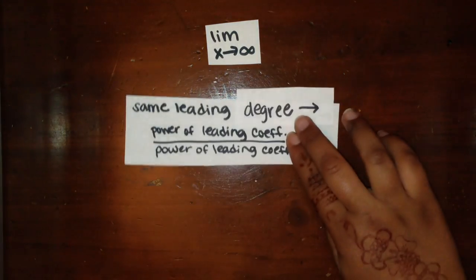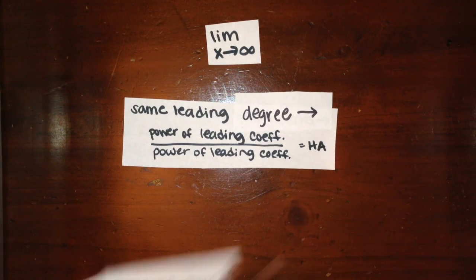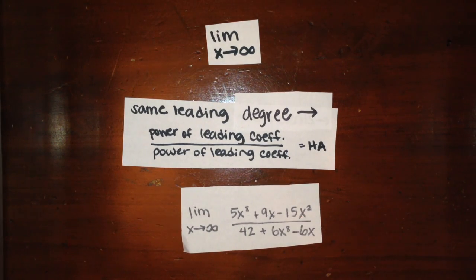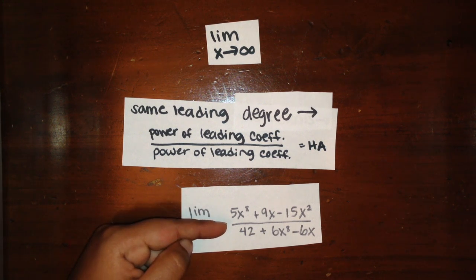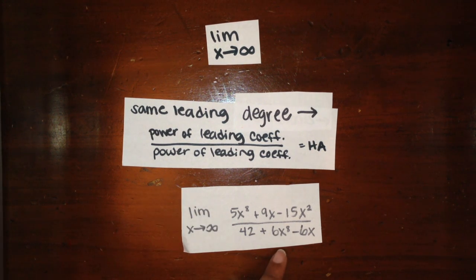So what happens if, on your equation, such as this one, you have the same leading degree in both your numerator and denominator? As you can see here, on our numerator we have 5x to the 8th and we have 6x to the 8th. So basically our degrees are the same on both the top and bottom. To solve that, we're going to take the coefficient of the highest degrees on the top and bottom, and we are going to divide them.